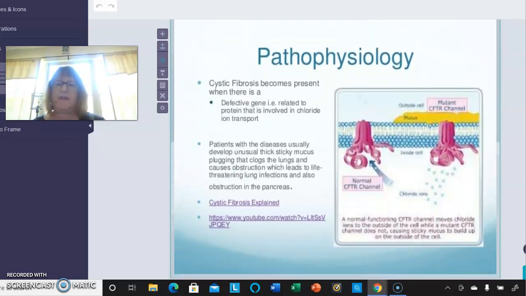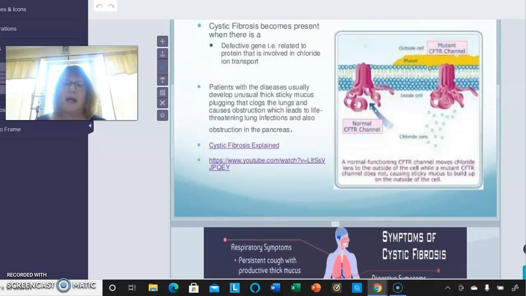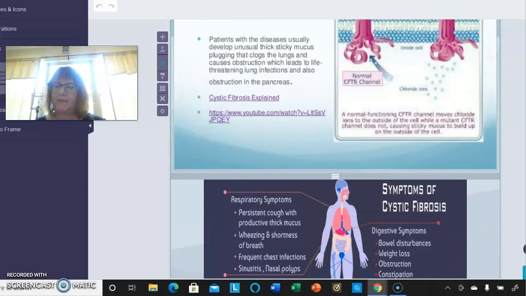Cystic fibrosis becomes present when there's a defective gene related to a protein that is involved in chloride ion transport. Patients with this disease develop a very thick, sticky mucus that clogs the lungs and leads to obstruction, and also leads to obstruction in the pancreas.